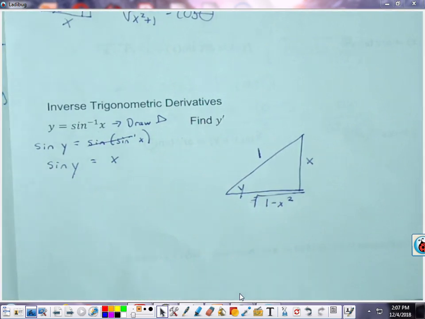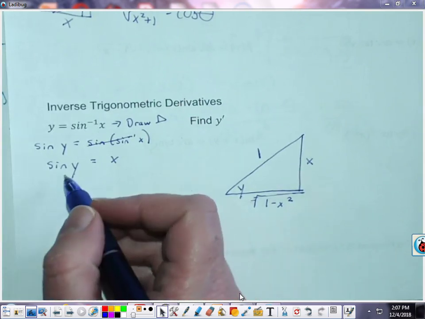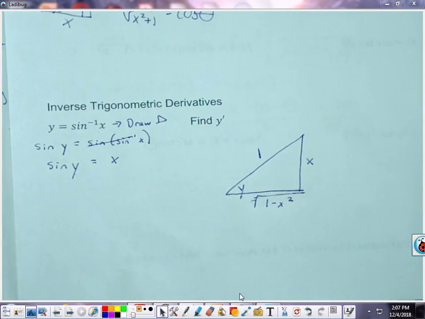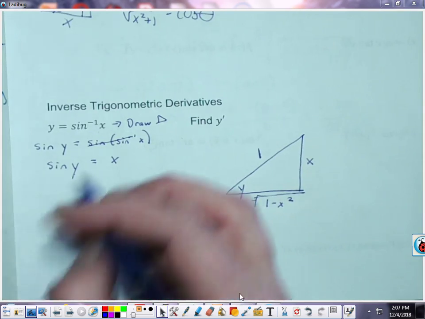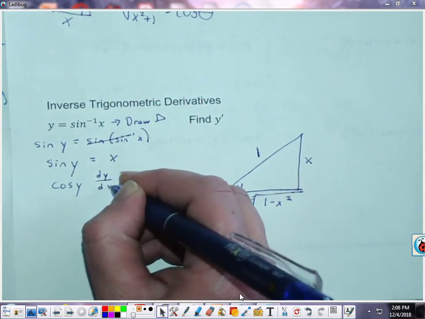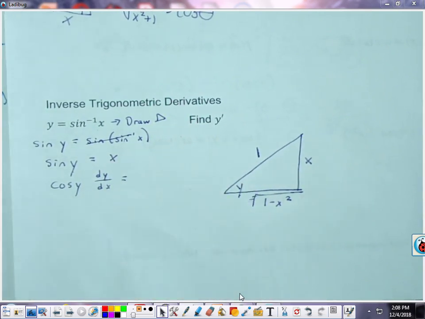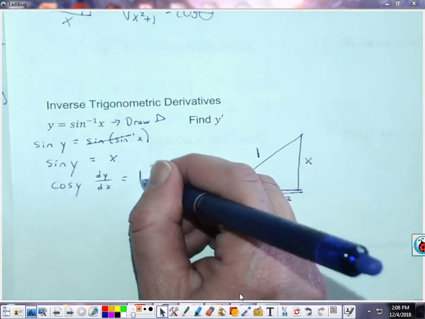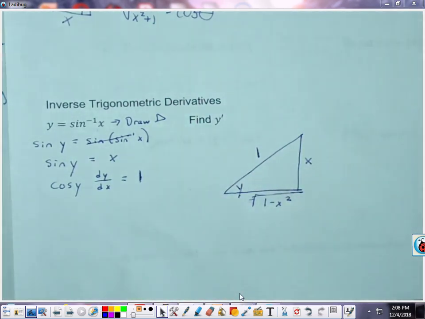Now I'm going to take the derivative implicitly. Technically it's solved for one of the variables, it's solved for x. But I do have x's and y's, so I'm going to take the derivative all the way through implicitly with respect to x. So what is the derivative of sine y with respect to x? And then on the right-hand side, 1, because the derivative of x with respect to x is 1.